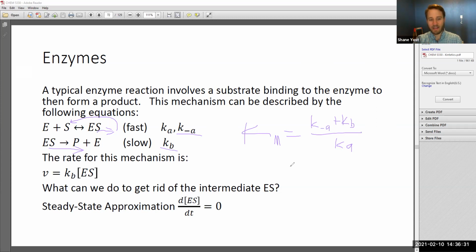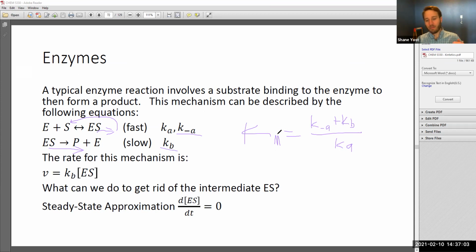So if I have very fast binding, a very large Ka compared to K minus A and Kb, this Km will be a small number, okay? Because I'll have a large number in the denominator and a smaller number up top. And that's indicating that my substrate is binding to the enzyme very quickly, and that it's not really leaving the enzyme very fast, which means that it's going to be strongly bound to the enzyme. Because it gets bound and it stays there.